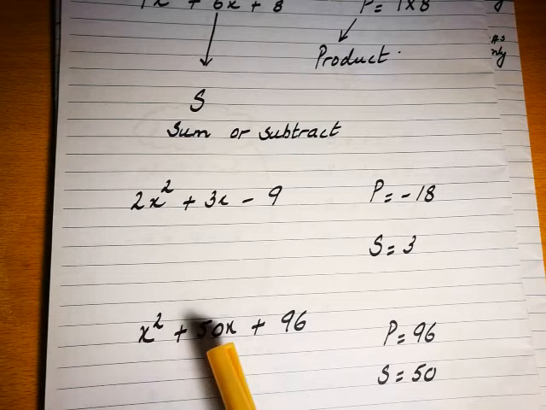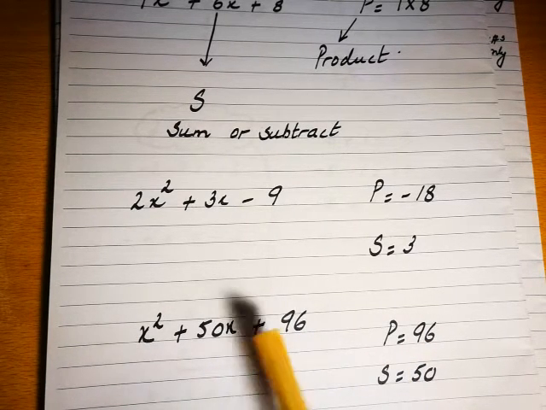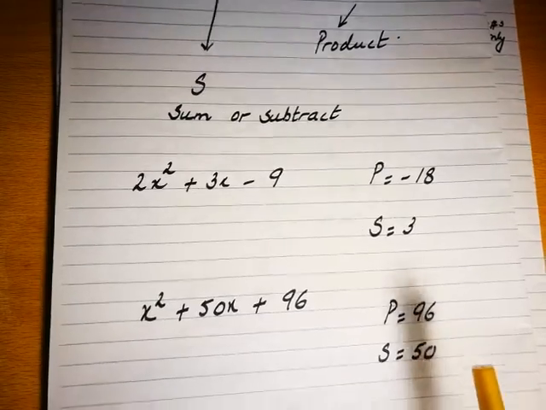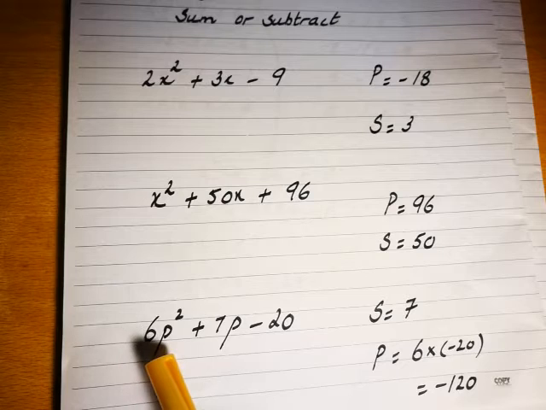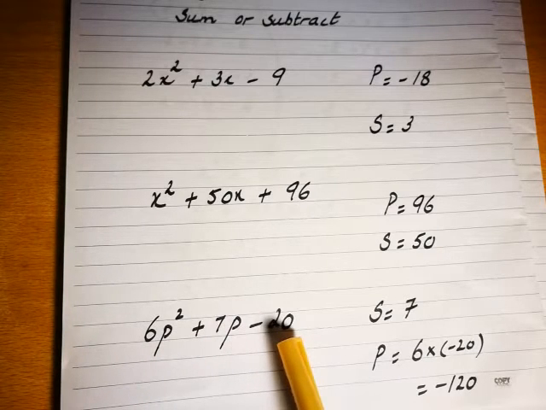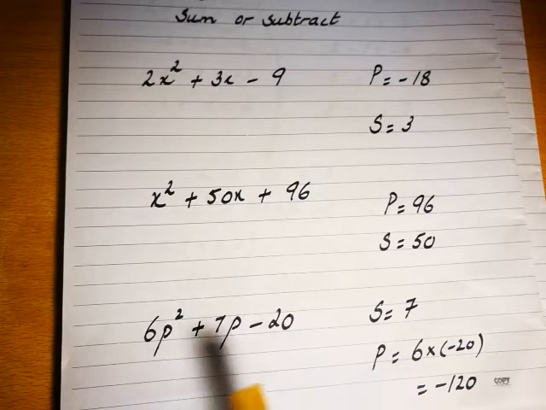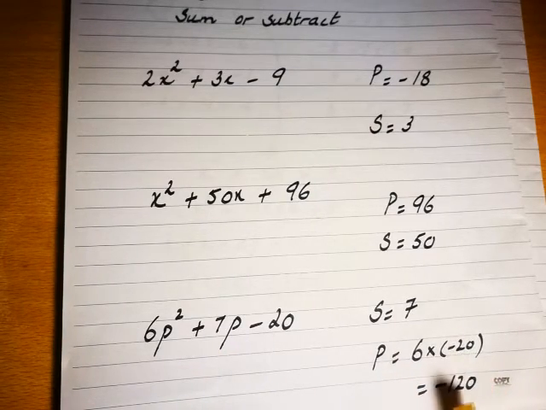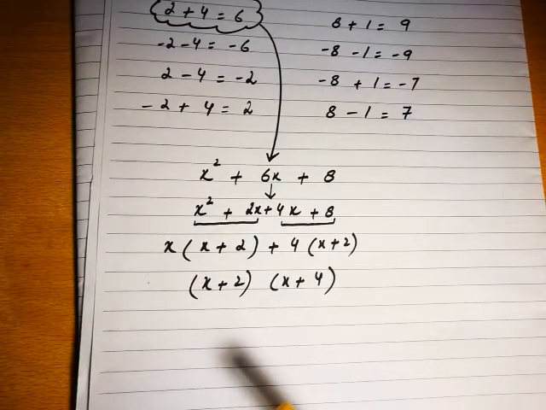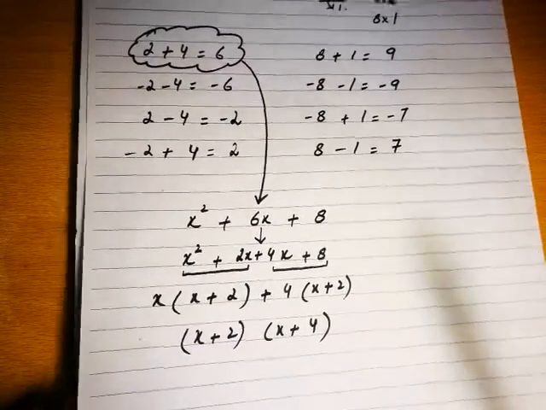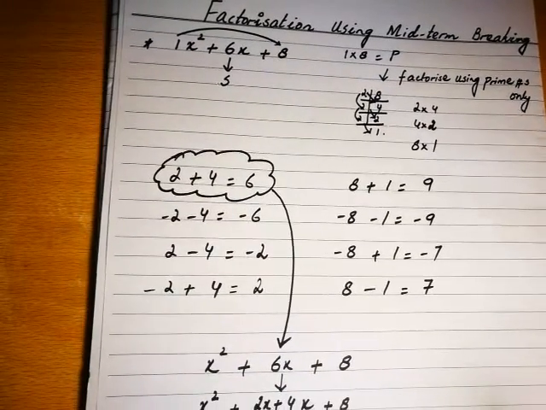If I give you x square plus 50x plus 96, P will be 1 times 96, that is 96, and S will be positive 50. If I'm going to give you 6p square plus 7p minus 20, S will be positive 7 and P will be 6 times minus 20, that is minus 120. After deciding about P and S, we are going to see what to do to factorize using middle term breaking.